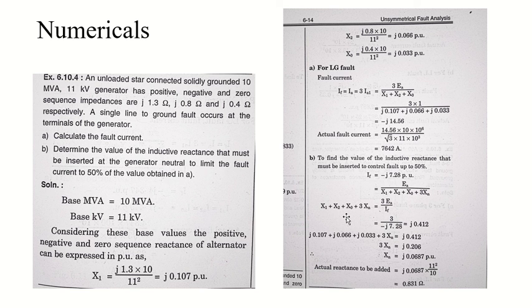So in order to find the actual reactance which needs to be added, you will multiply this reactance with your kV square divided by your MVA, because basically you are moving from per unit to actual value. So when you do so, you will find the actual reactance which needs to be added will be 0.832 ohms.